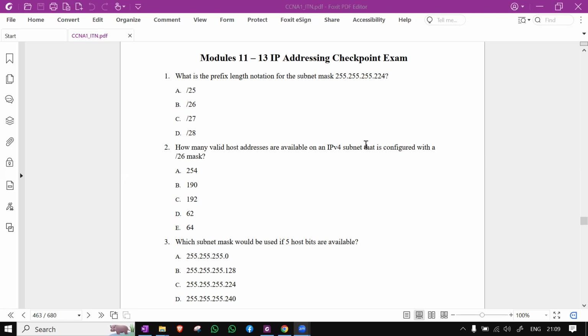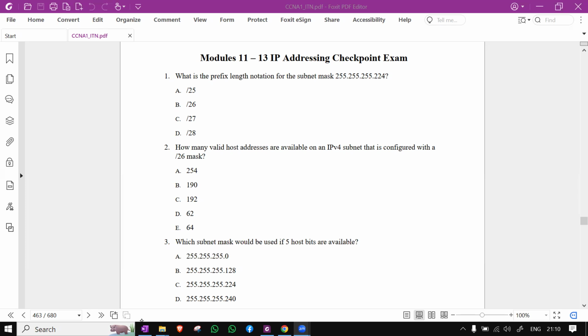Okay, hello everyone. Today's session we go through module 11 to 13 IP addressing checkpoint exam, which like I've mentioned before, it's a very tricky checkpoint exam for a very tricky module 11, which I think is probably the most critical module for CCNA 1, if not the whole of your CCNA certification. So let's just quickly go through some of the questions and probably have a discussion and exchange of messages, if I can say, just to see if people are understanding.